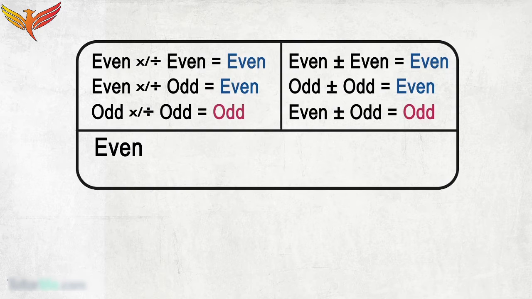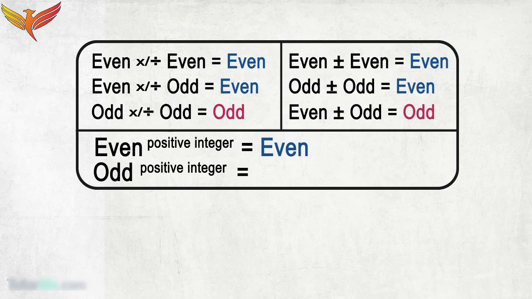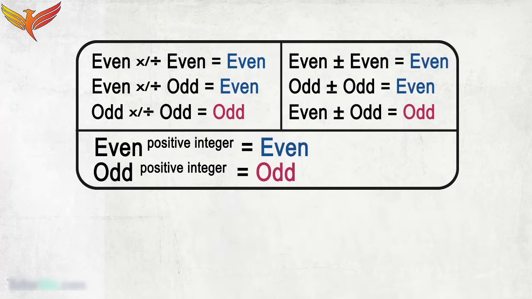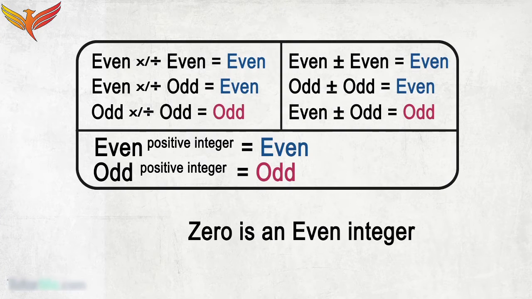Exponents are easy. An even number raised to any positive integer will result in an even number. An odd number raised to any positive integer will result in an odd number. Negative exponents will create fractions, but we'll get to that in the exponent lesson. And when listing odd and even numbers, don't forget that 0 is an even integer.